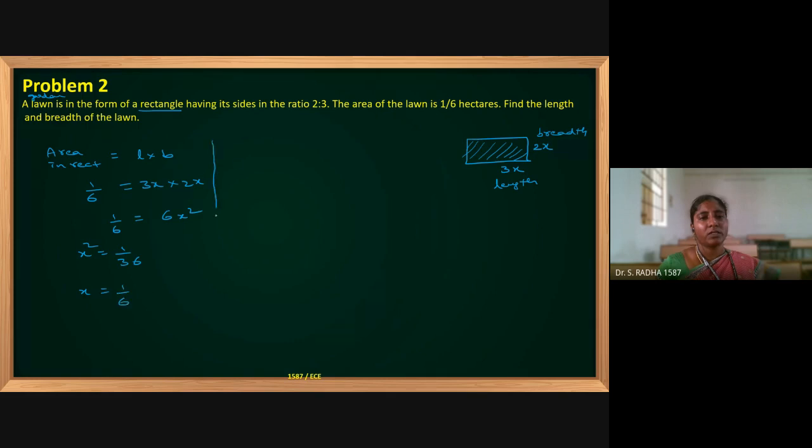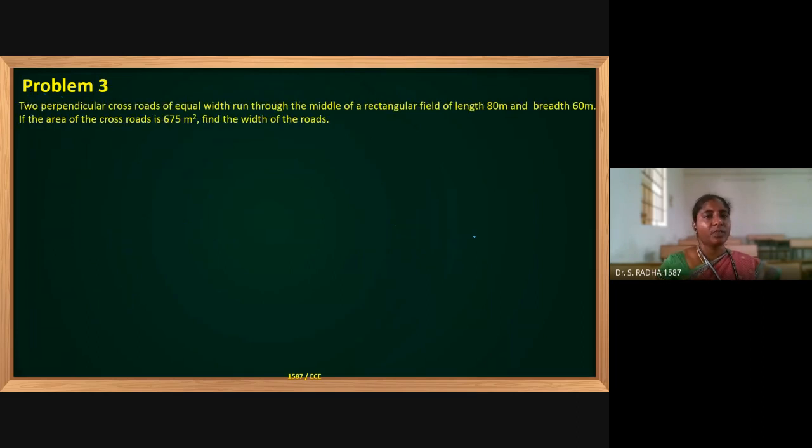So using this, what is the length? We got the x value. Length is 3x, so 3 into 1/6 is 1/2. Length is 1/2. Now coming to breadth, it is 2x, which is 1/3. It is very easy, so I am not asking any questions. Breadth is 1/3, which is a smaller value compared to 1/2. They are asking for the length and breadth. I will come to this problem a little later.